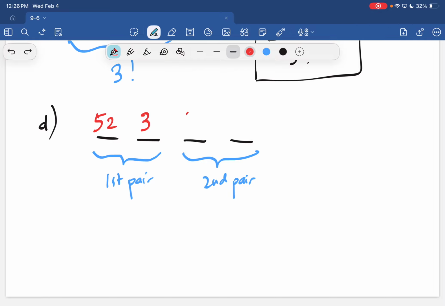50. 48. Because I want a distinct rank. If I chose a jack for the first pair, I don't want to choose another jack. So I only have 48 choices for the next one. It's 52 minus 4 jacks.